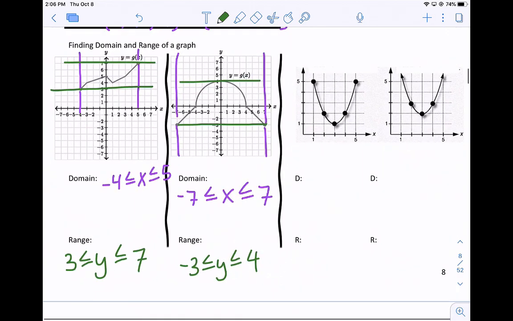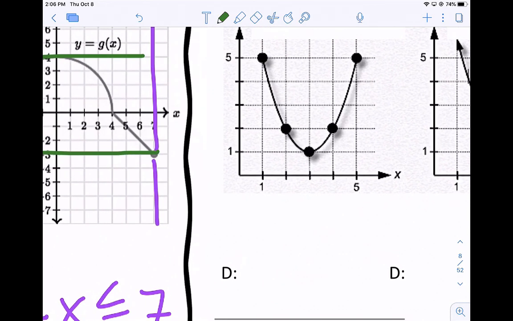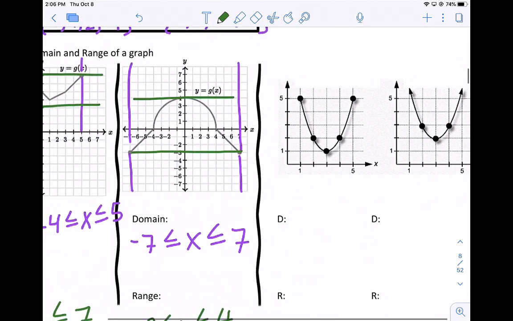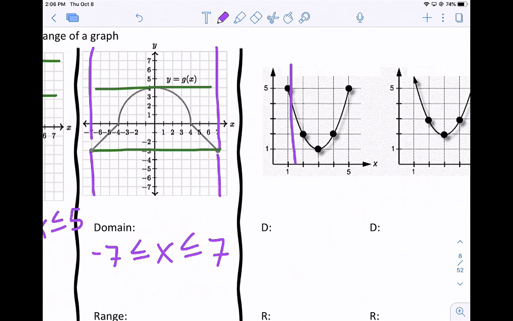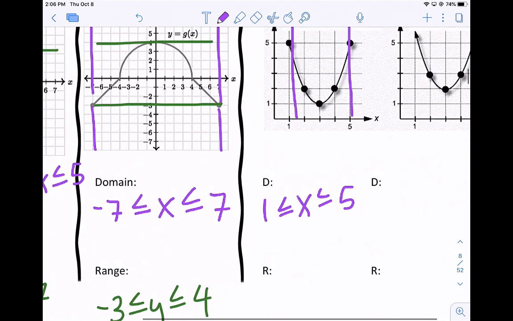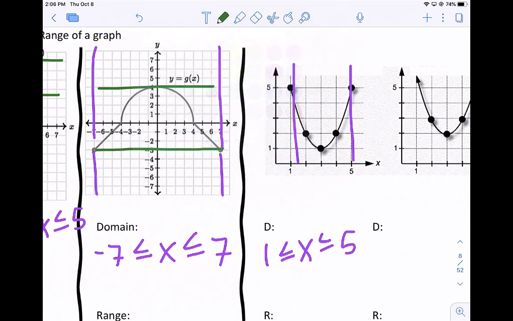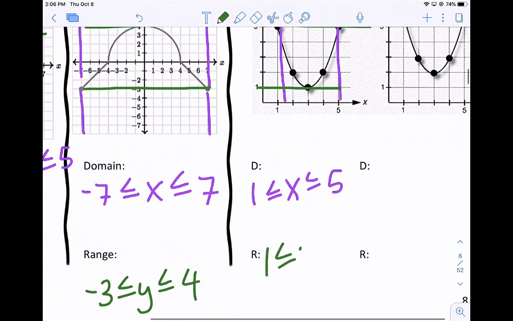Okay, we have these, they're called quadratics or parabolas, and let's talk about domain and range for each of those. So domain, again, how far left, how far right. The first graph here goes from 1, and it is a closed dot, so it can include that, to 5. And then the range, the low and the high, again, is from 1 to 5, this time for the y value.